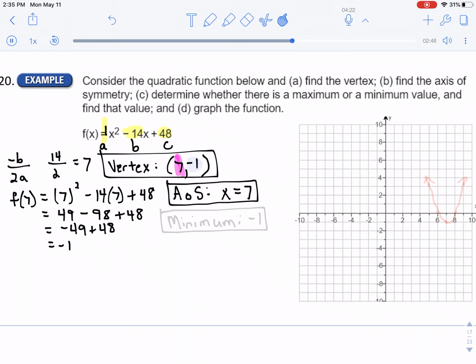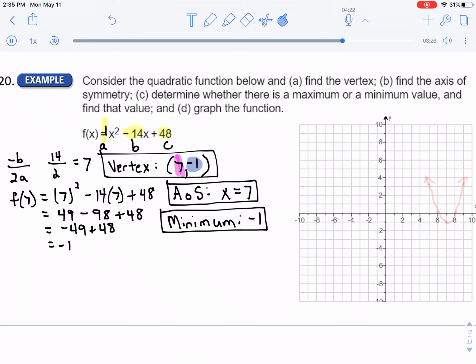All right, the next thing it wants to know is does this parabola have a minimum or a maximum? So since it is going up, that means its lowest value, it has a minimum. And its minimum is this y value. So the minimum is negative 1. All right, so it has a minimum at negative 1. And we have done everything except for to graph it. So let's go graph it.